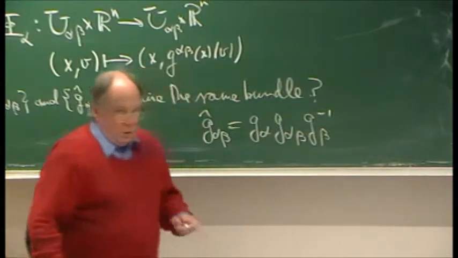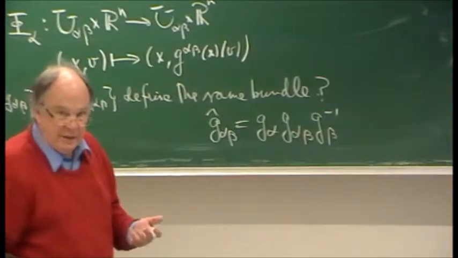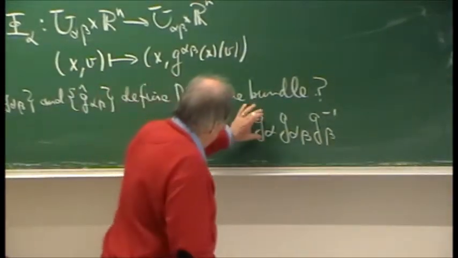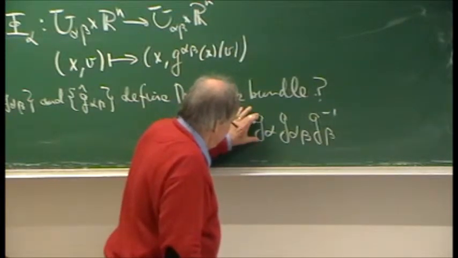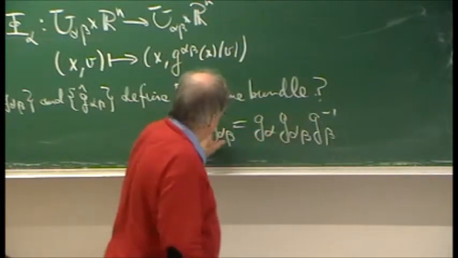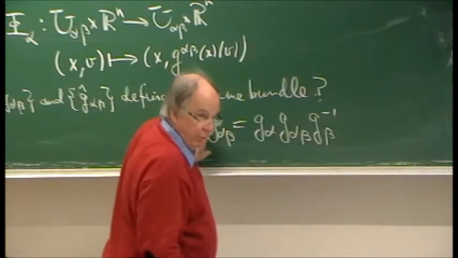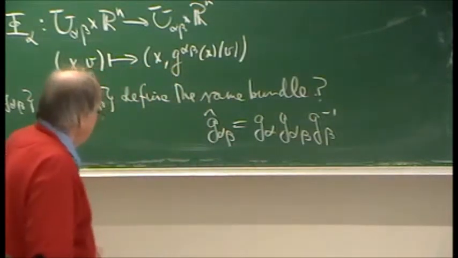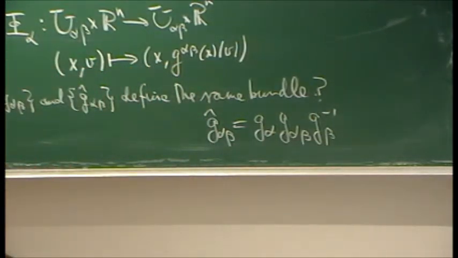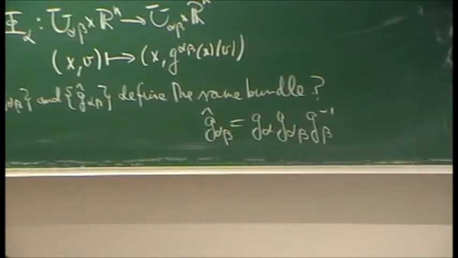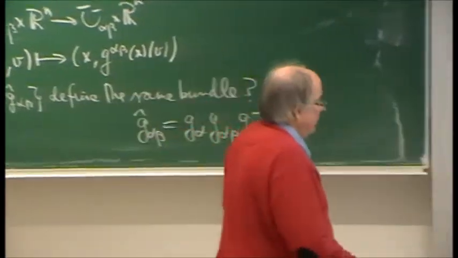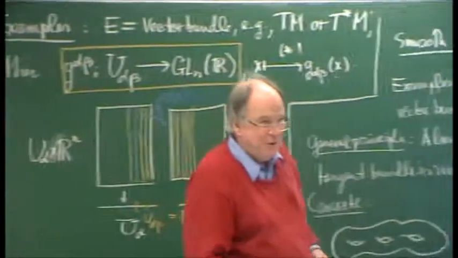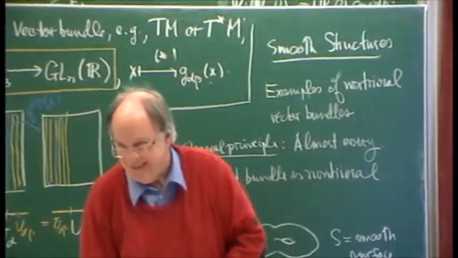The answer is if there are smooth mappings into the group, G alpha and G beta, so that conjugating in this sense, you go from one to the other. So this says these two cocycles define the same vector bundle, isomorphism, or fiber bundle. Okay, that's not surprising. So at this stage I can't say any more today, we're finished.